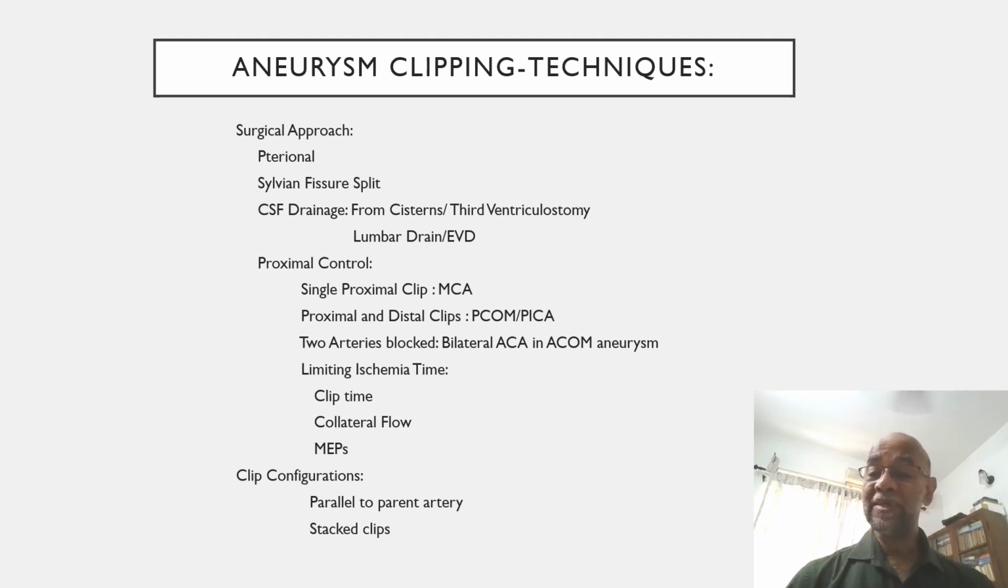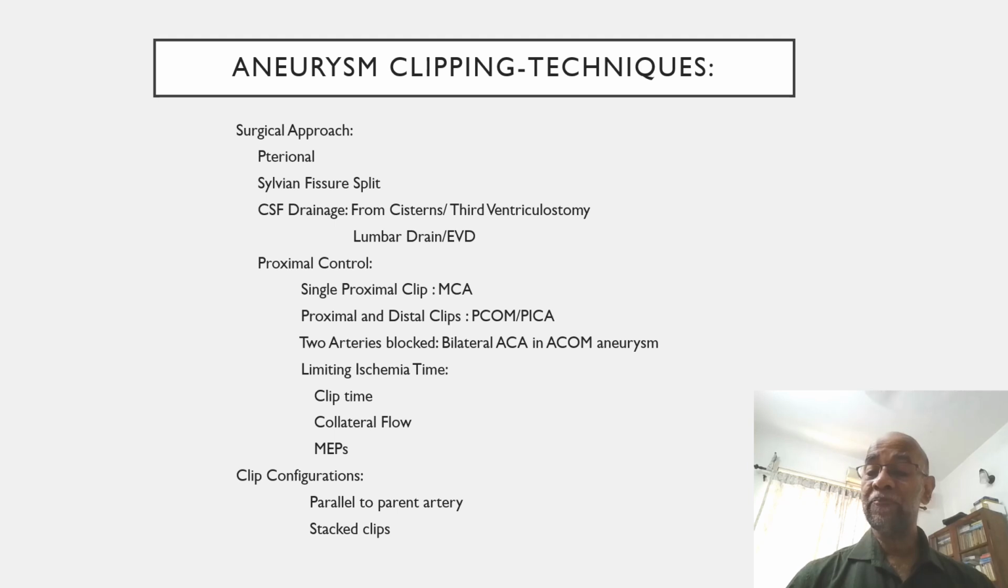The second important skill is a Sylvian fissure split. Opening the Sylvian fissure, separating the frontal and the temporal lobes, allows us to retract the frontal lobe to facilitate access to the circle of Willis.